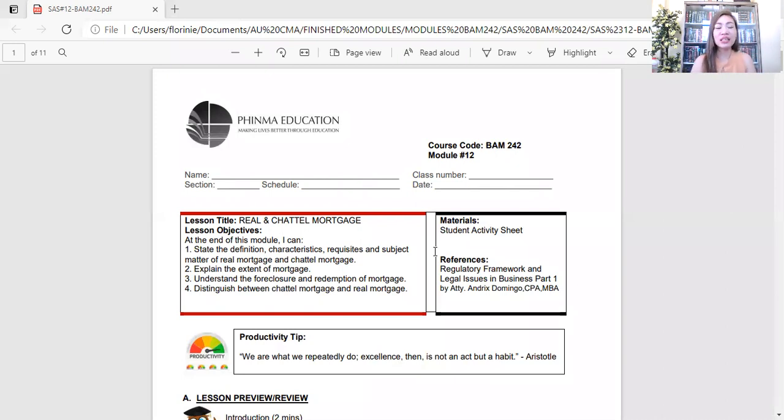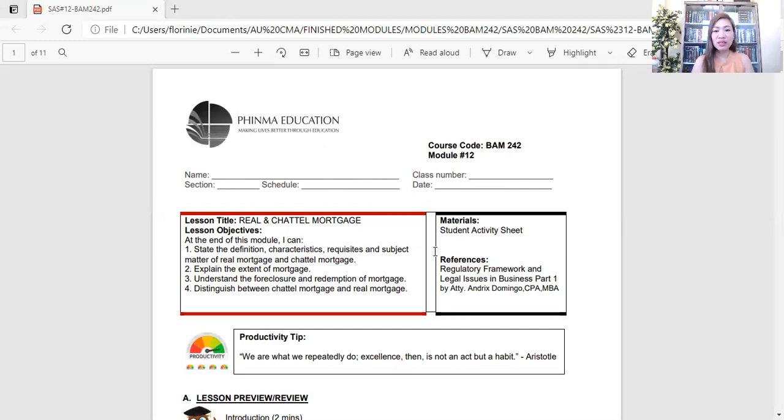So our lesson title is Real and Chattel Mortgage, and these are our lesson objectives. At the end of this module, I can state the definition, characteristics, requisites, and subject matter of real mortgage and chattel mortgage, explain the extent of mortgage, understand the foreclosure and redemption of mortgage, and lastly, distinguish between chattel mortgage and real mortgage.